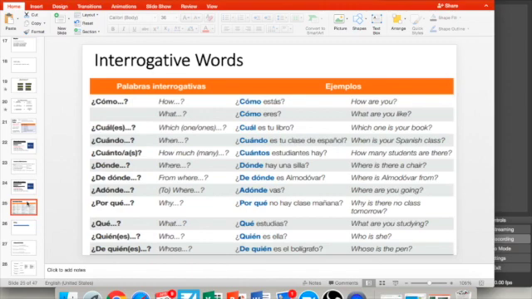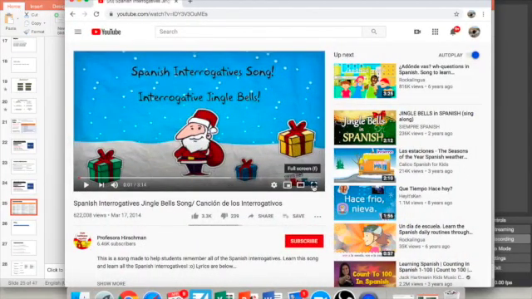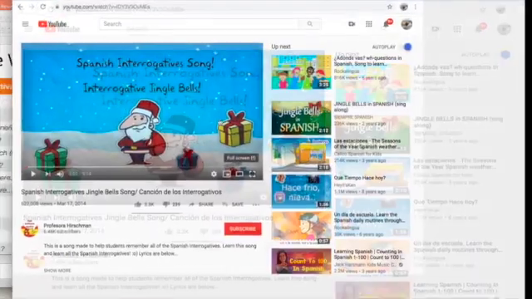So you could study these and memorize them, which I do suggest that you do, study them as flashcards, but I have a fun way to help you remember these. There's a little song to the tune of Jingle Bells, which is very corny and it will get stuck in your head and I think help you remember these question words. So let's take a moment and listen to that song together.